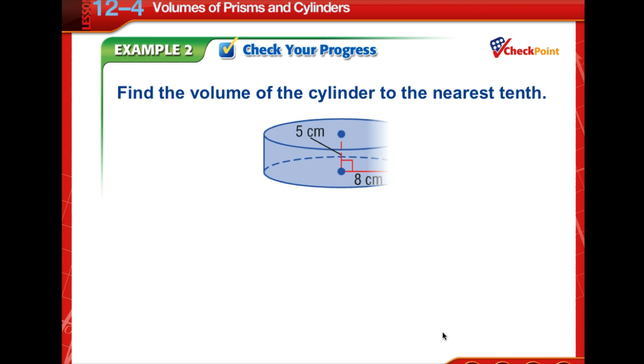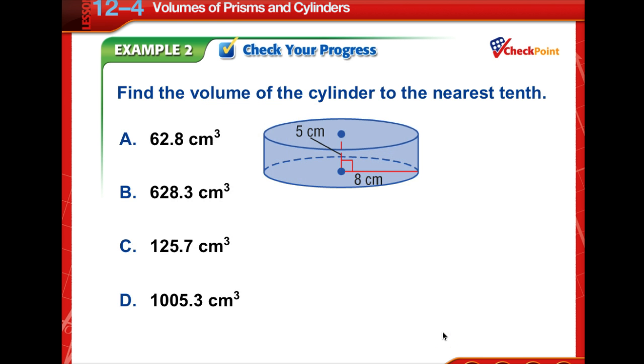Okay, check your progress. So pause the video, work this problem, then come back and check your answer. So volume is equal to pi times 8 squared times 5. So 64 times 5 times pi is 1,005.3 cubic centimeters.